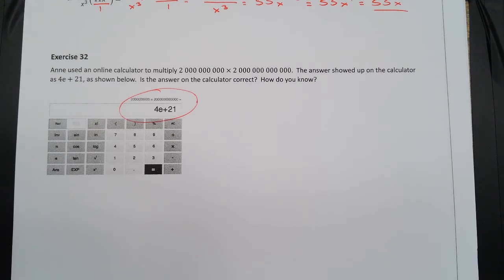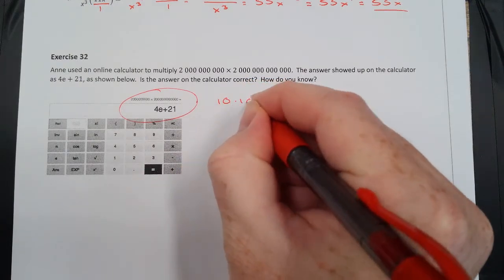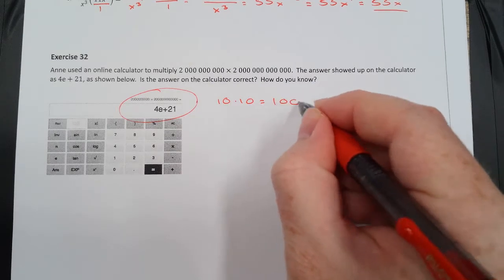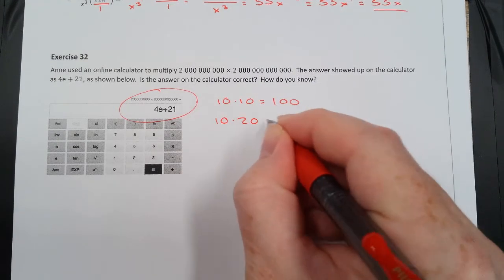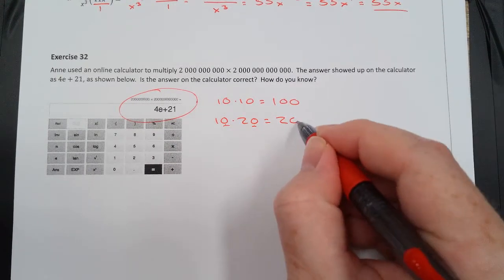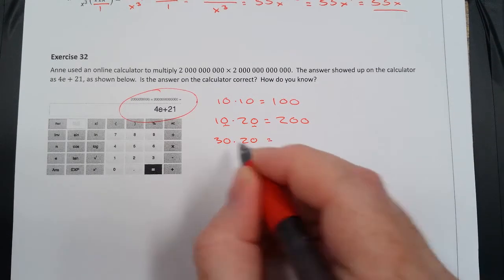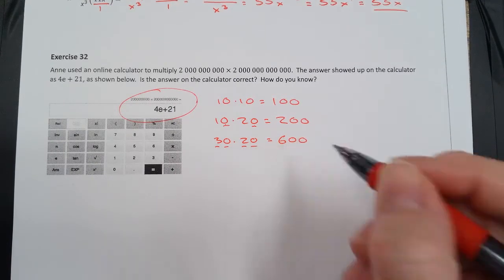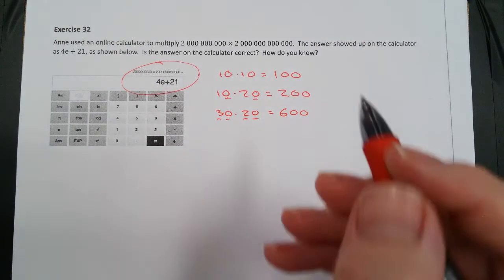You've probably seen this before. You know that when you multiply, let's say, 10 times 10, you do the 1 times 1, and you put on 2 zeros. If you multiply 10 times 20, you do the 1 times the 2, and there's 2 zeros. You multiply 30 times 20, you do the 3 times the 2 to make the 6, and you put on 2 zeros. So because you know those simple rules, you can figure out this one.